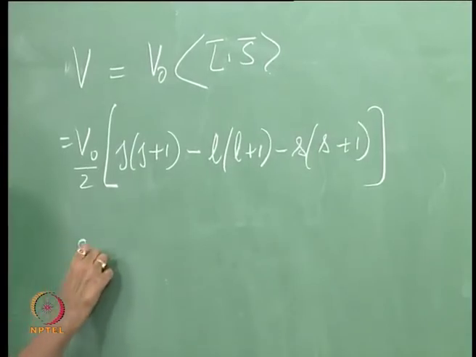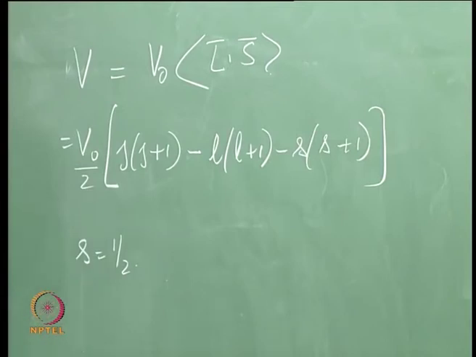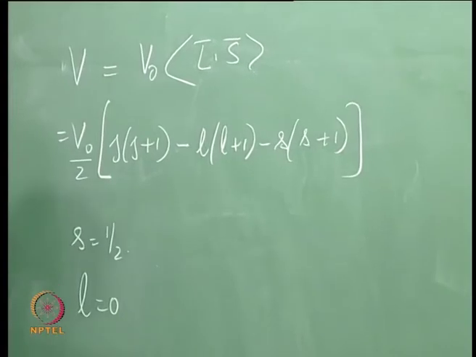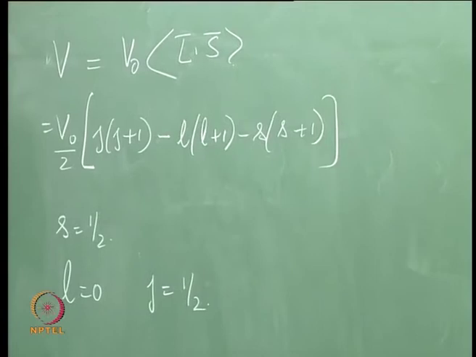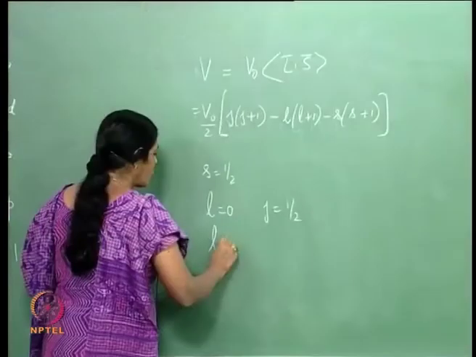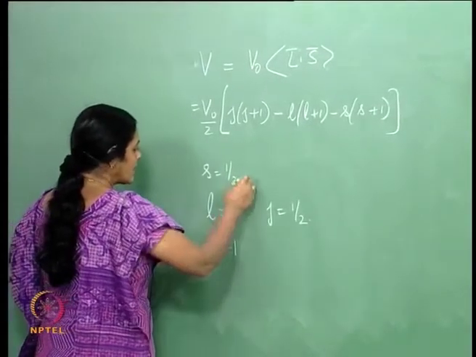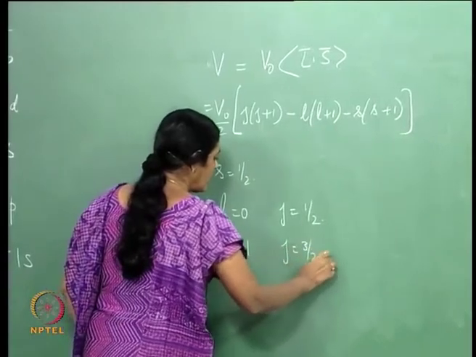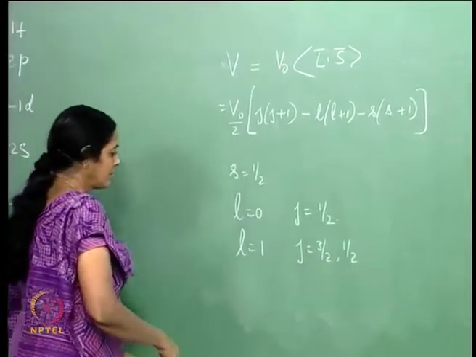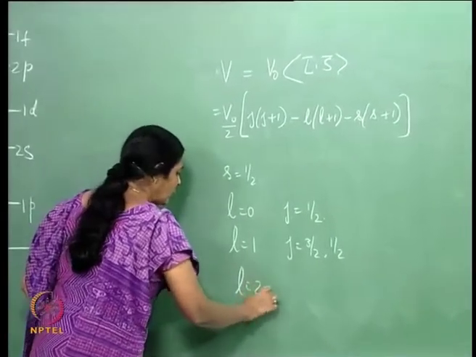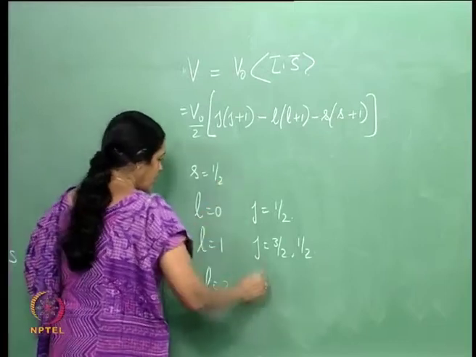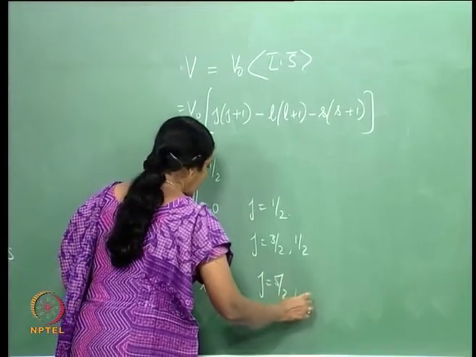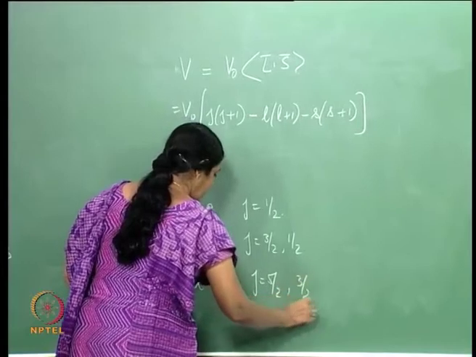Now the spin of the particle is always half. Let's start with L is equal to 0, the ground state. If L is equal to 0, J just takes the value half. If L is equal to 1, J takes the values 3 by 2 and half. If L takes the value 2, J takes the values 2 plus half and 2 minus half, and so on.